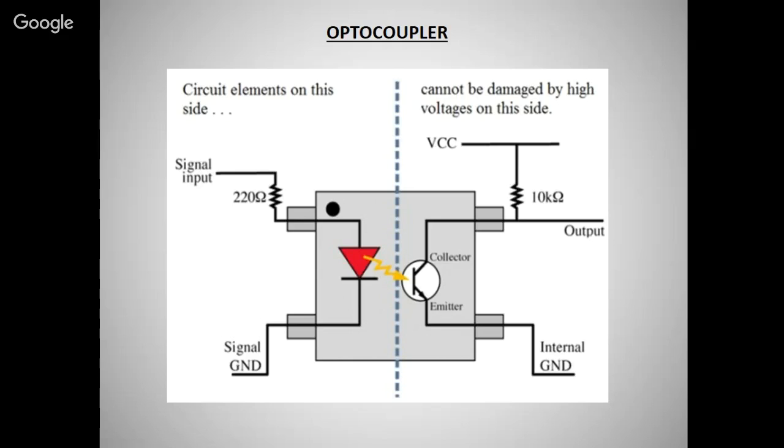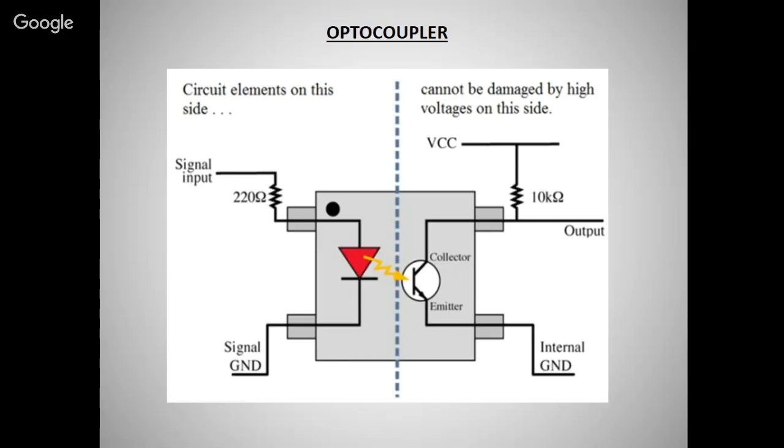If the photo transistor side is the high power side and there is some problem, some short or heavy voltage, there is no effect on this portion because there is no electrical connection, so no damage. So it is a very important tool for optical isolation. You can control appliances of up to 440 volts with a 5 volt signal. This is the advantage of the optocoupler.